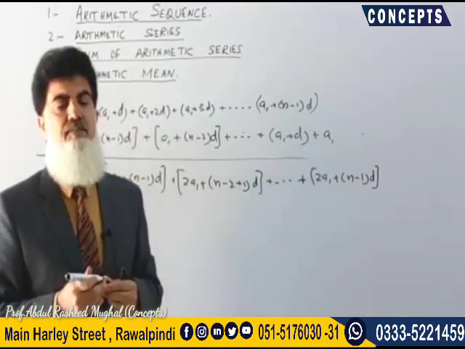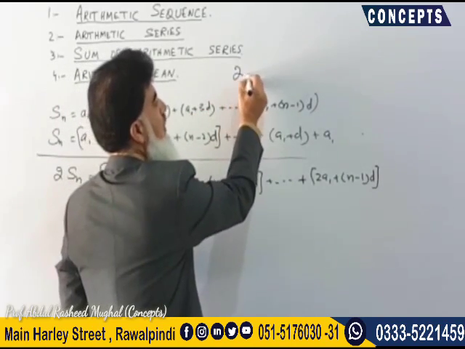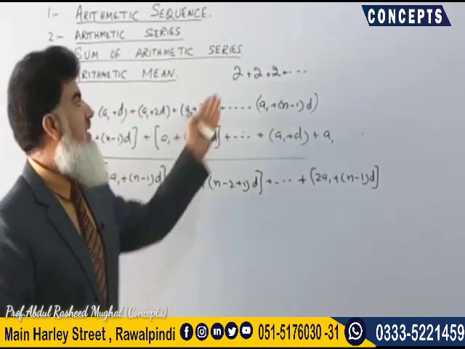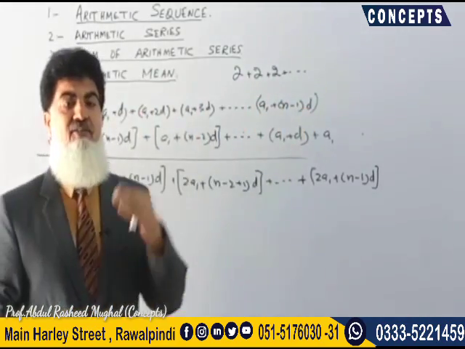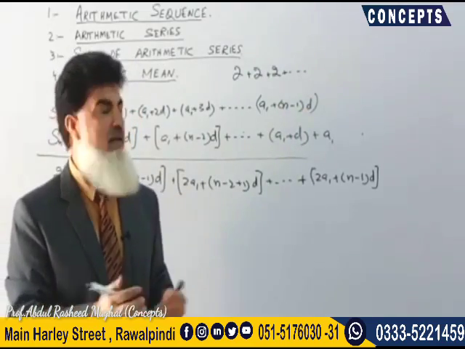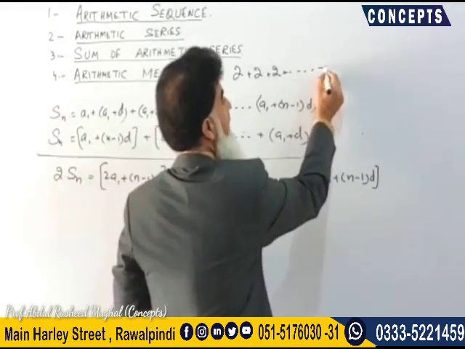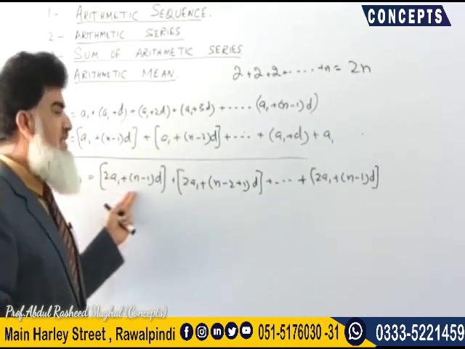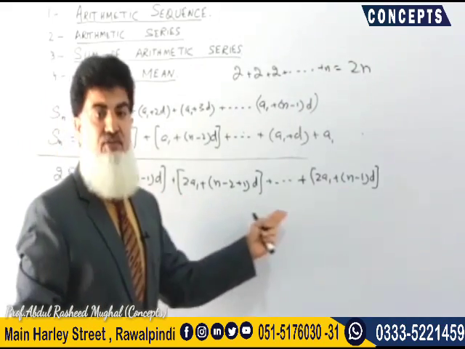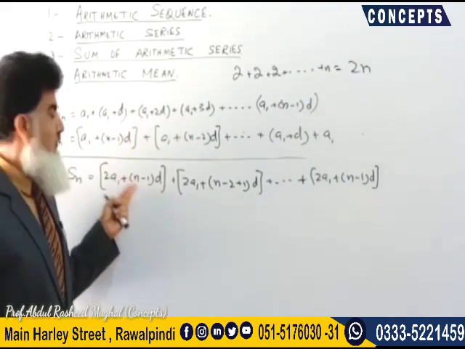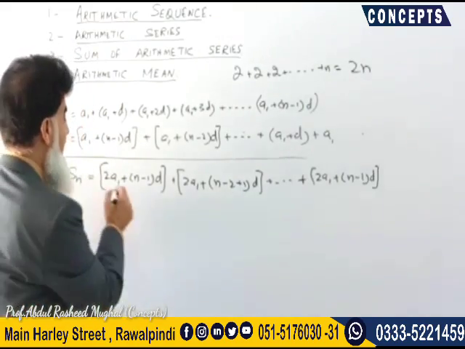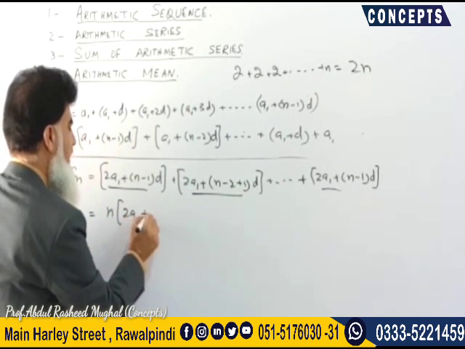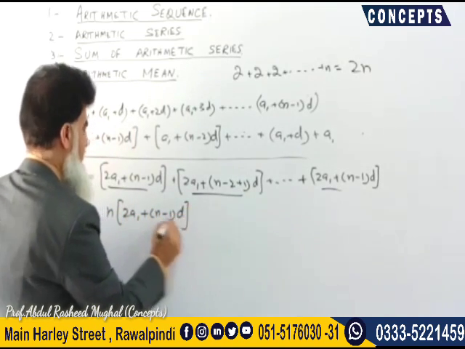Let me explain. If we add 2, three times, your sum is 6. If 2 is added 5 times, your sum will be 10. If we add 2 n times, up to n times, your answer will be 2n. Similarly, now you can see that there are n factors. On the right hand side, we are finding the sum of n terms like these. They are n in number, 2a1 plus (n minus 1) into d.